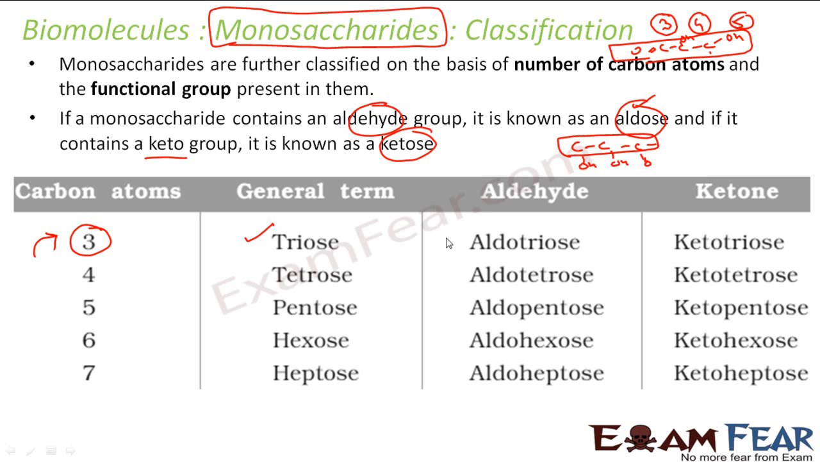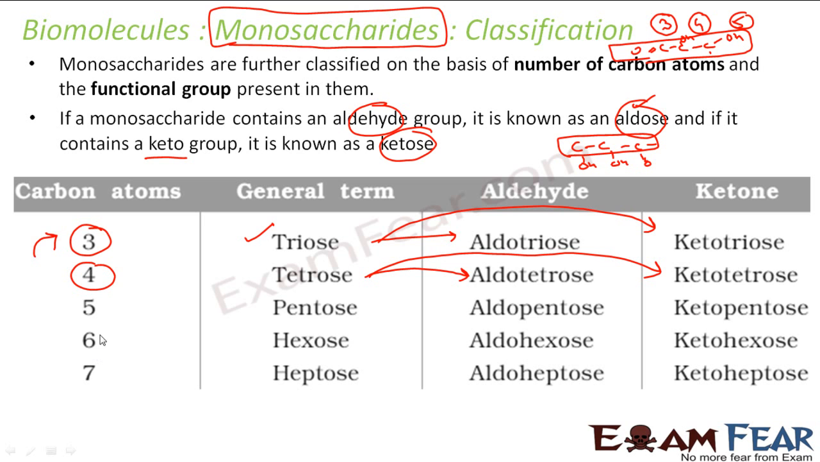So 3 carbons is called triose, the general term. This triose can be further classified as aldotriose or ketotriose, based on whether I am talking about an aldehyde triose or a ketotriose. Similarly, tetrose is a monosaccharide which has 4 carbons, and this tetrose can further be classified as aldotetrose or ketotetrose, based on whether it has an aldehyde group or a ketone group.